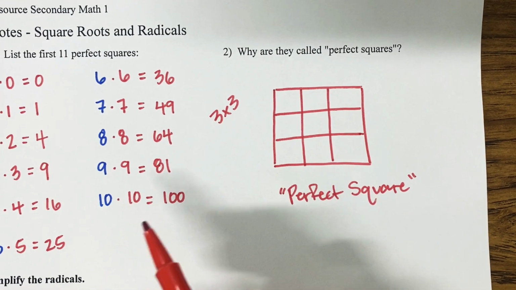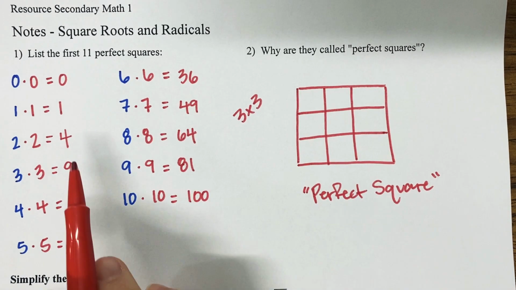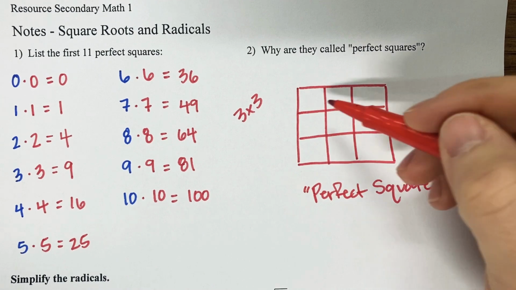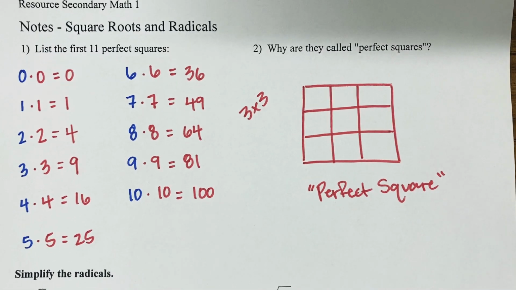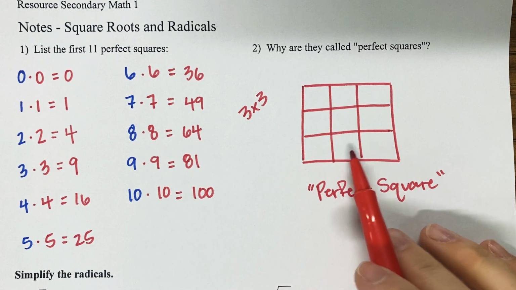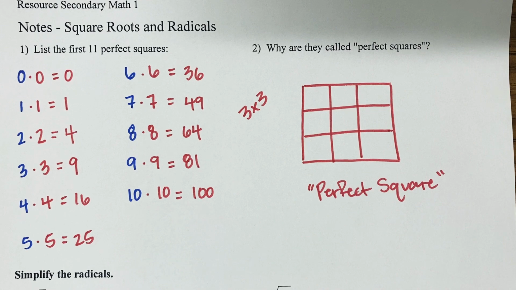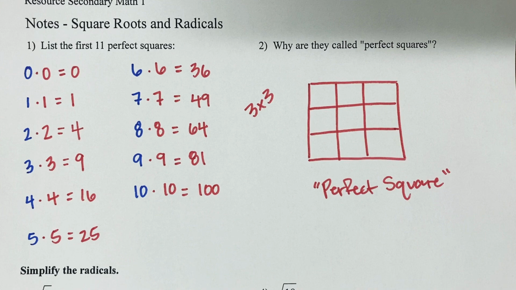We could do that for all of them, but I don't really want to draw out 100 boxes. But this is why they're called perfect squares: if you add 3 on this side, 3 on that side, it creates a perfect square. If you wanted to add 1 more to make it 4 times 4, that would also create a perfect square, meaning you have the same amount of boxes on each side. Remember, a square has the same measurement on all its sides. So that's why we call it a perfect square.